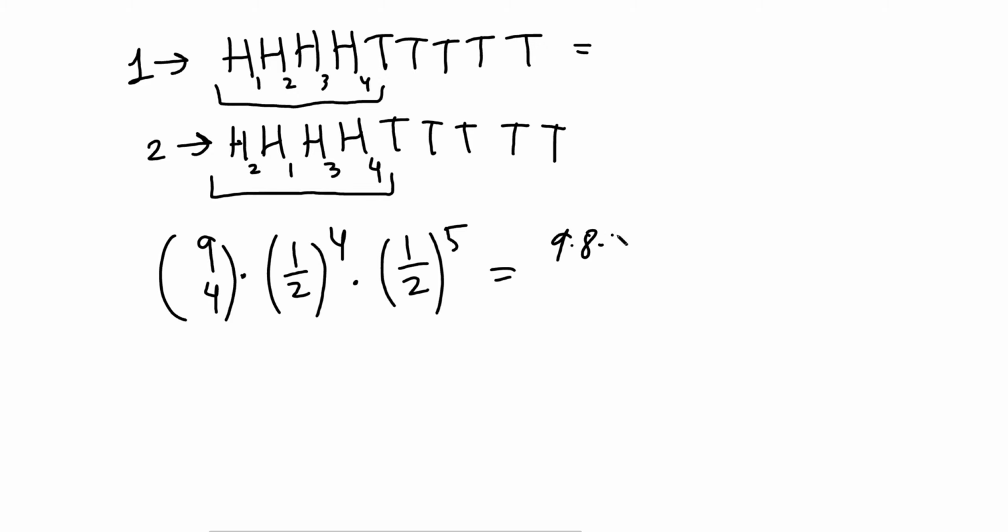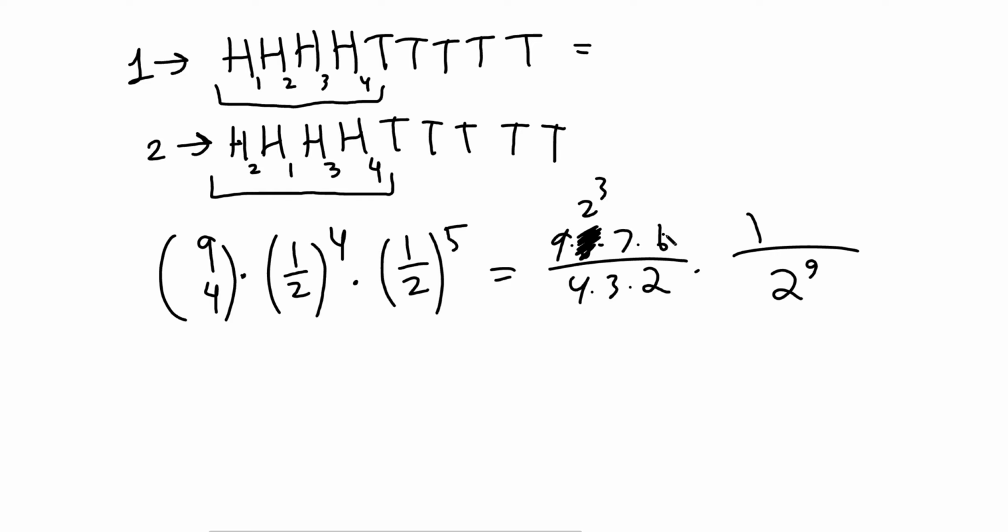So 9 times 8 times 7 times 6 divided by 4 times 3 times 2 times 1, over 2 to the 9. Now 8 is the same thing as 2 to the 3. 6 is the same thing as 2 times 3. 2 and 2 can cancel. 3 and 3 can cancel. So now we can subtract the exponents. So this becomes 6 and 4, right? And this is gone. And this becomes 2 squared. So this is 36 over 2 to the 8.